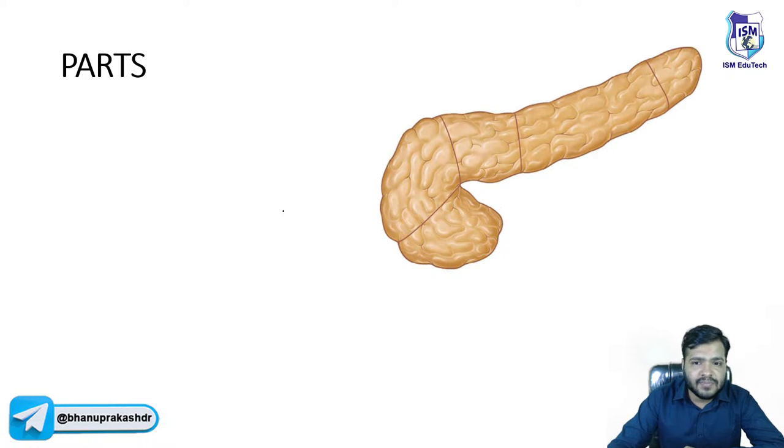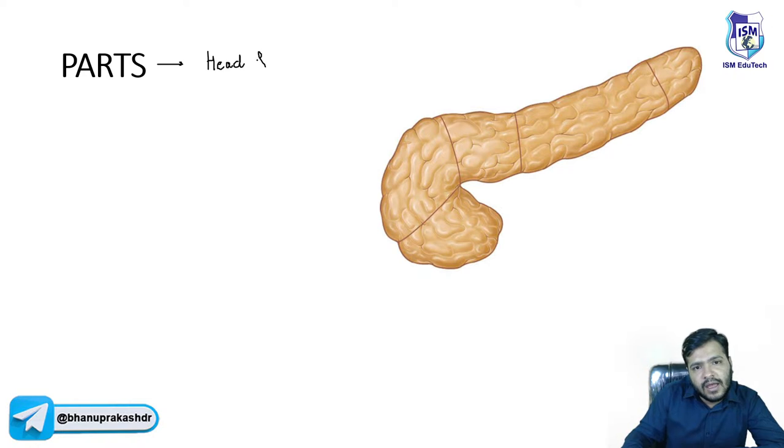So coming on to the next part, that is the parts of the pancreas. You already know that the parts are basically divided into the head. We have the head and the uncinate process.